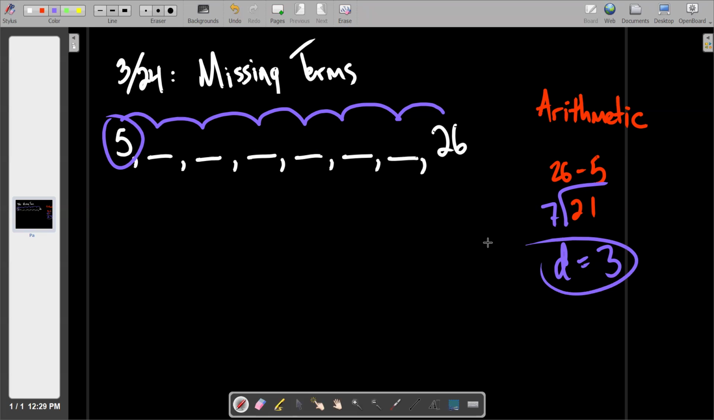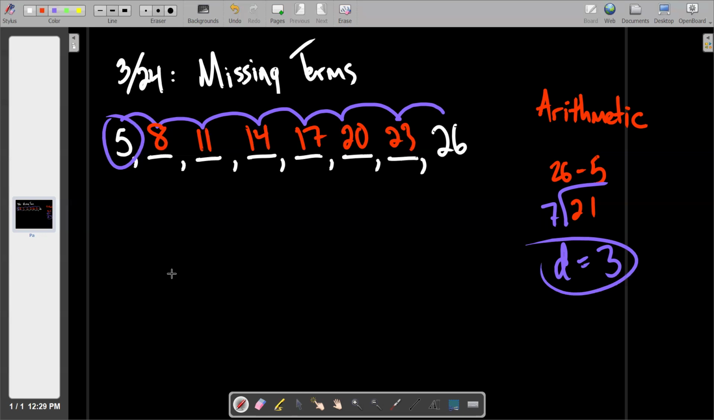So if D is 3, what comes after the 5? After that? Good. And it should work out. If you just keep adding 3, and then 17 and then 20 and then 23, and you're like, hey, it worked, presto, just like a charm. If the difference is 3, then I fill in the sequence, no problem.